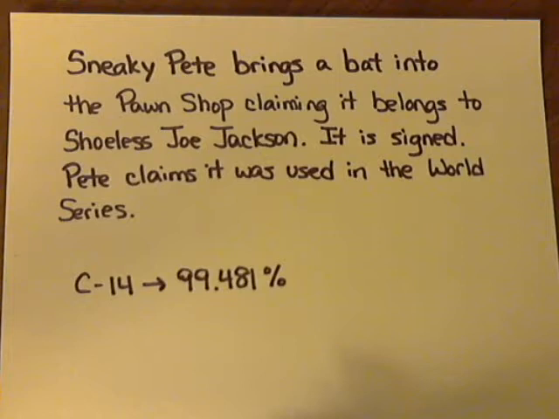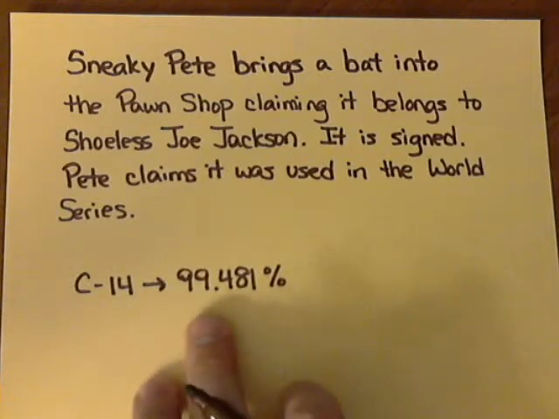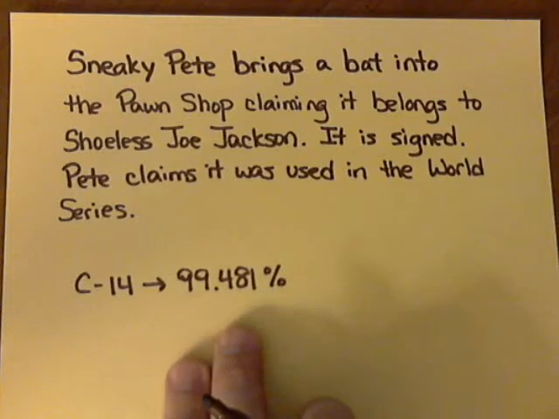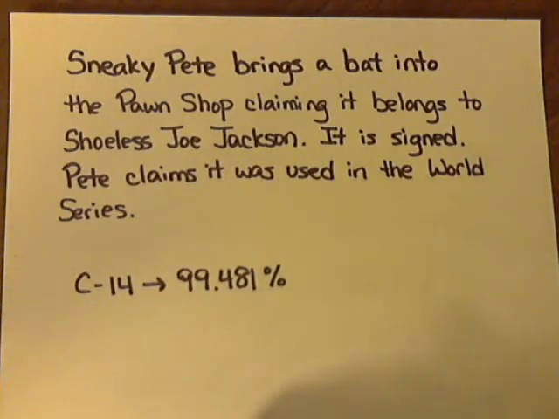And just a side note, carbon-14 dating is usually not that precise or that accurate. It would be irrelevant to use in a problem like this. However, this is a teaching demonstration, and we're using it to solve exponential formulas. So for the sake of the story, we'll go ahead and continue. So if we've got 99.481% of the carbon-14 left, let's use that to determine how old the bat is and see if it possibly could have been signed and used by Shoeless Joe Jackson in the World Series.